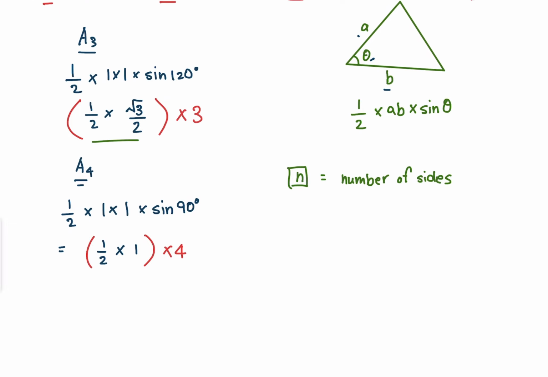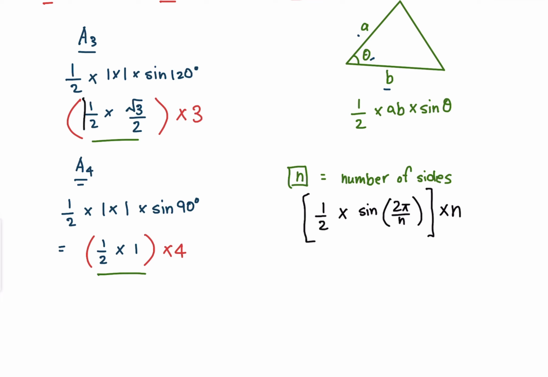So we're going to take a look at this and this, and you can notice that our formula is basically 1 by 2 times sine 2 pi by n times n. Now this probably looks really complicated, and don't worry, I'm going to explain this. So 1 by 2 is simply the 1 by 2 that we have over here, and here. So this is 1 by 2, and we simply put it back.